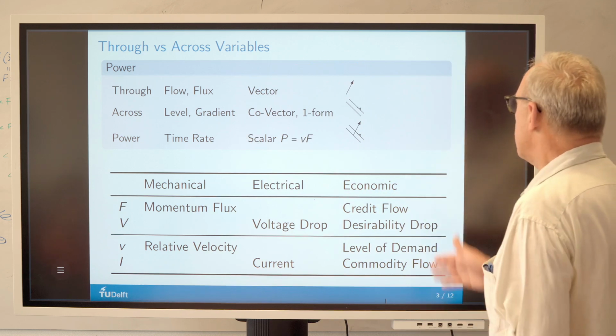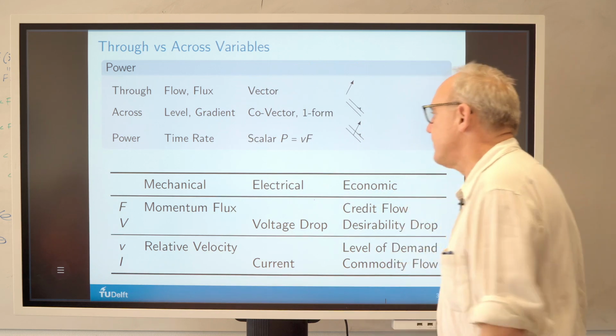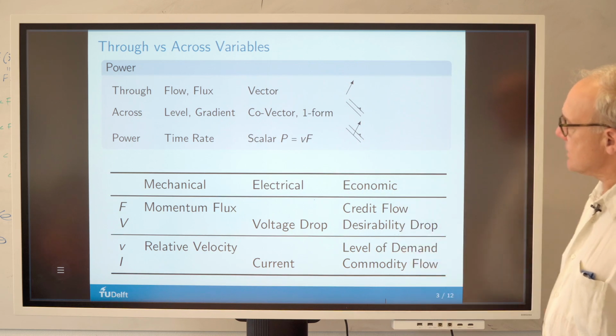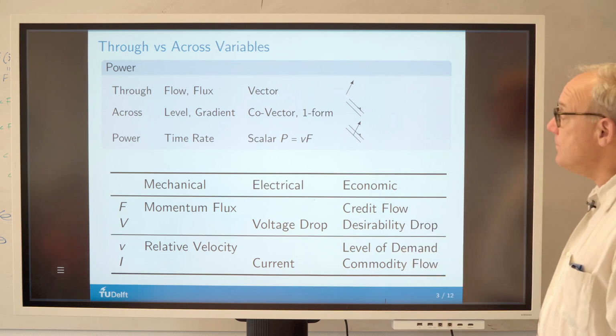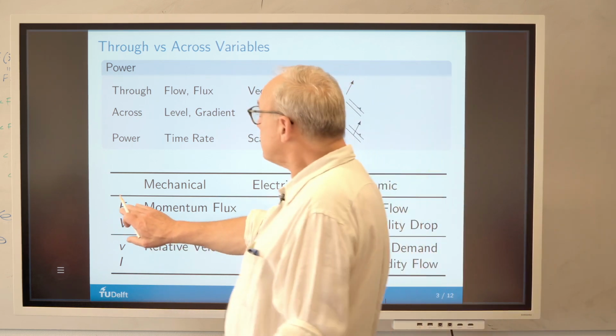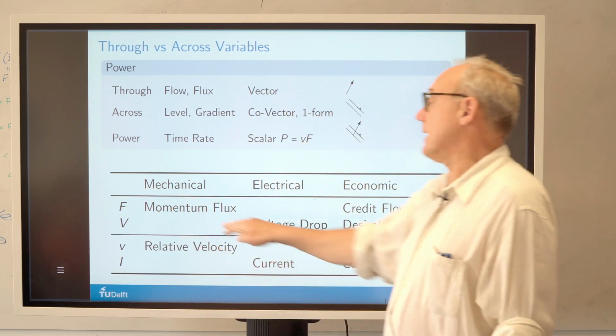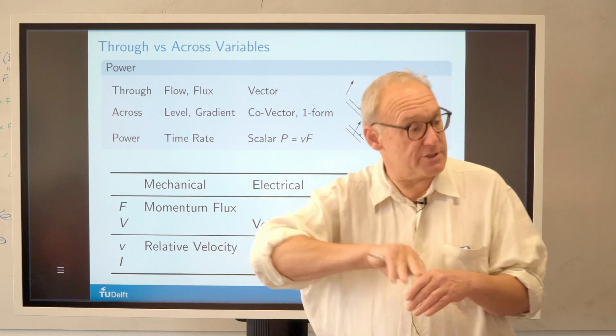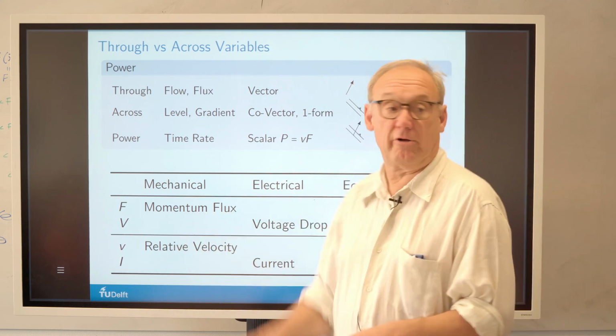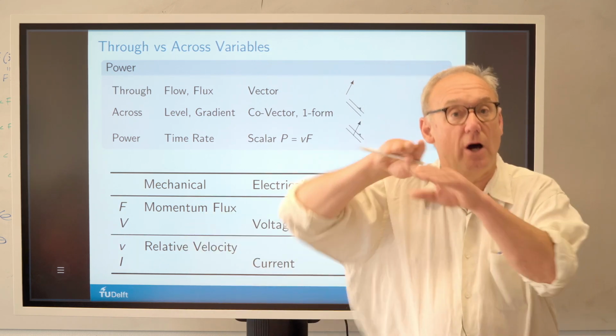Now, let's just go through this. We did some of this before, but here I just summarize what's going on. So here's the force. Why is it a through variable? Because Newton told us it's a flux, which is just another word for a flow of momentum. So it's flowing through the links.